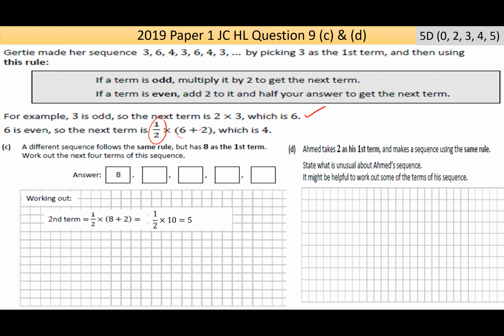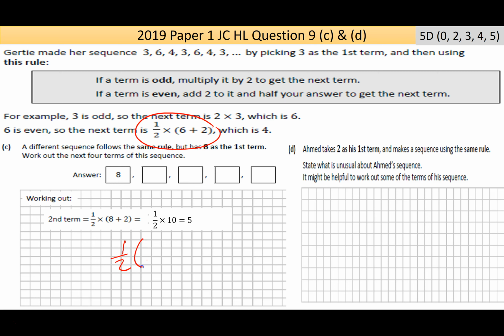So part C says a different sequence follows the same rule. That's important. It has 8 as the first term. So we're asked to work out the first 4 terms. So in this case, 8 is even. So it follows this rule.